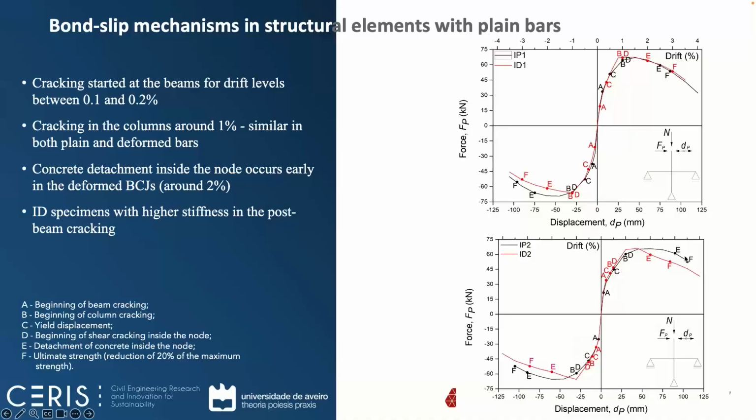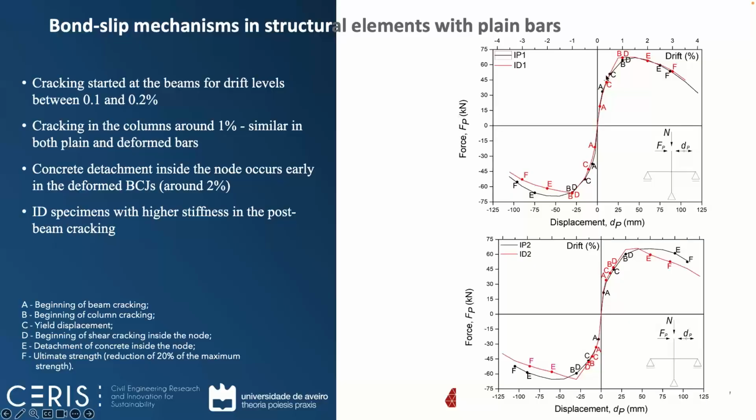Looking here to the damages, we have these envelopes and we plot here some points. Beginning of the cracking in the beams, beginning of column cracking, yielding displacement, beginning of the shear cracking inside the node, detachment of the concrete inside the node, and ultimate strength or ultimate capacity, which is a conventional value, if you want, the point where we have a reduction of the maximum strength of 20%. And we can see that the cracking in the beams started at 0.1 and 0.2%. Always the cracking of the beams occurs first. Then we have the cracking of the columns around 1%, both quite similar. And the detachment of the concrete inside the beam column joints is around 2%.